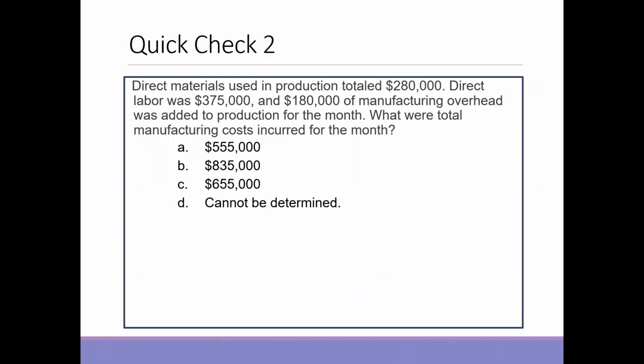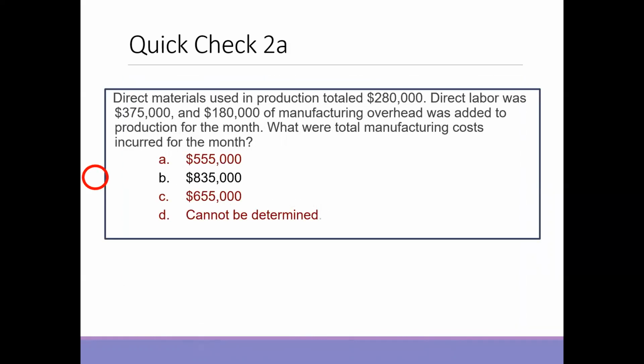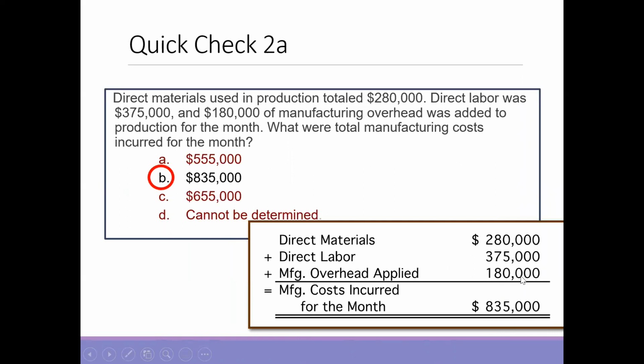How about this one? Direct materials used in production totaled 280,000. Direct labor's 375 and 180 of manufacturing overhead was added to production for the month. What were the total manufacturing costs incurred for the month? Direct materials, direct labor, and our applied manufacturing overhead.